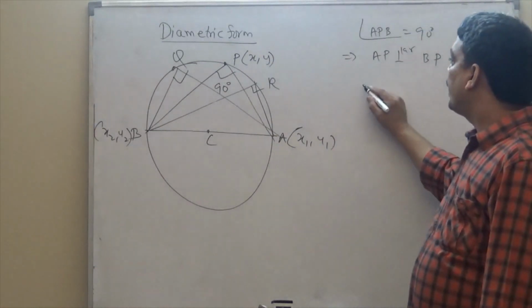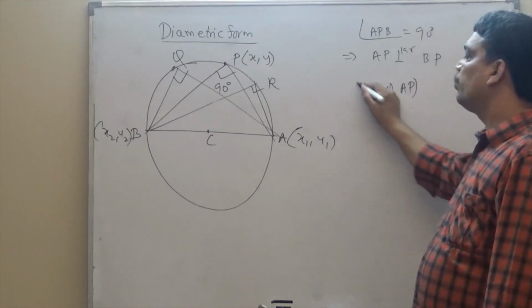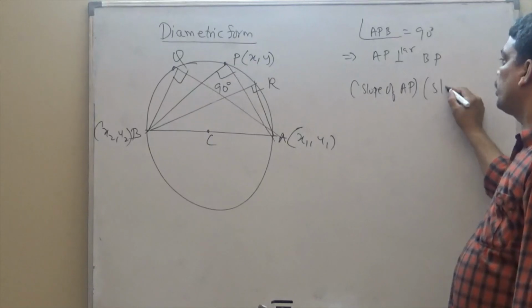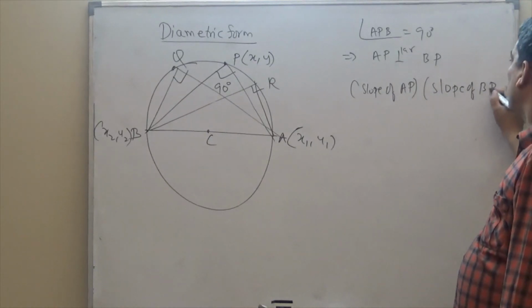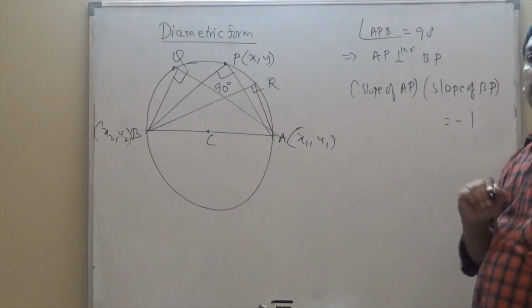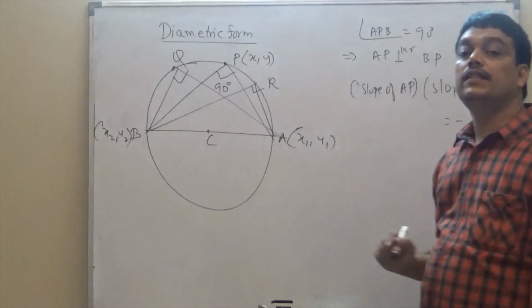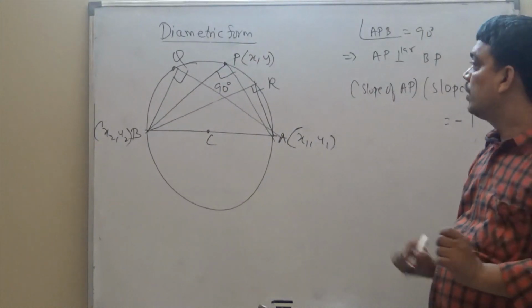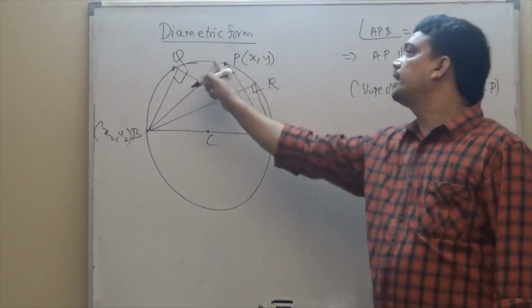So, the slope of AP multiplied by the slope of BP, this product should be equal to -1. Now, let's see how we can write down the slope of AP. The slope of the line joining two points can be written as the difference in their y coordinates, that is y minus y1, divided by the difference in their x coordinates, that is x minus x1.